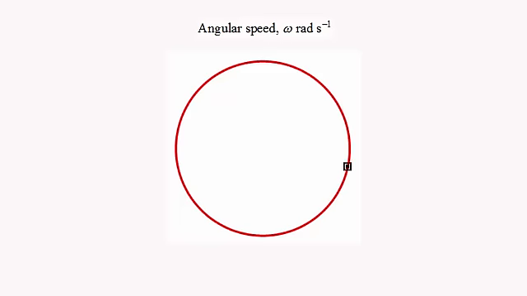Now, in this example, the particle has an angular speed of roughly 2 pi radians per second. That's the equivalent of 1 revolution every second. That's because there's 2 pi radians in one complete turn. In this example, I've slowed the particle down. It's now going at pi upon 2 radians per second. That's a quarter of a turn every second.